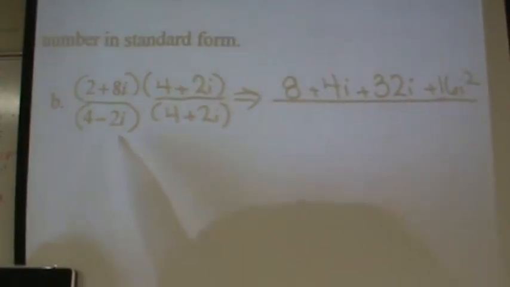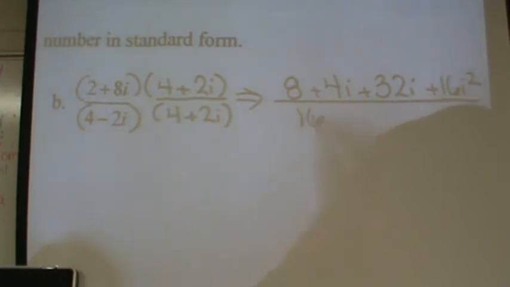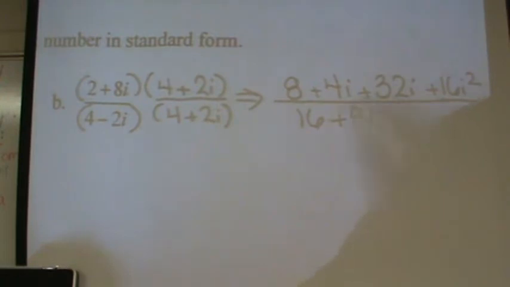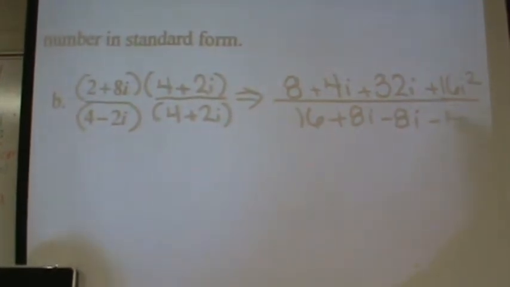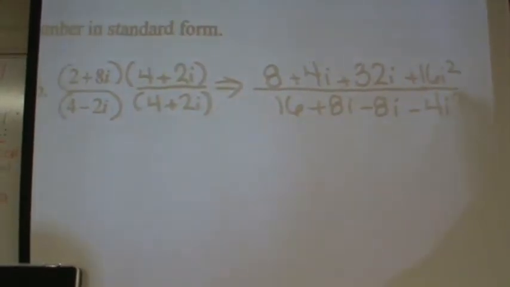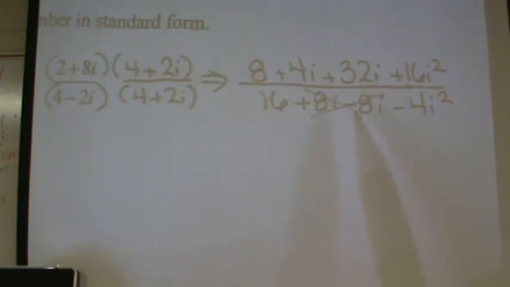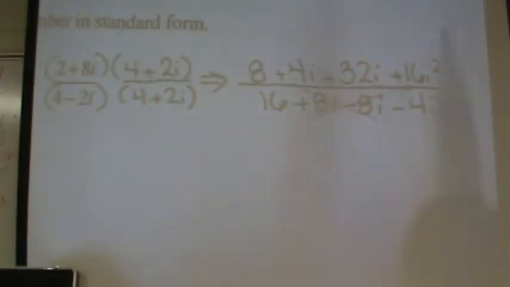Now let's do the bottom. What's 4 times 4? What's 4 times 2i? 8i. What is negative 2i times 4? Negative 8i. And negative 2i times 2i is negative 4i squared. Now, what you're going to notice in the bottom, these two will cancel out. The conjugate will always cancel these two middle ones out. You'll always have a minus sign here until you clean up this.